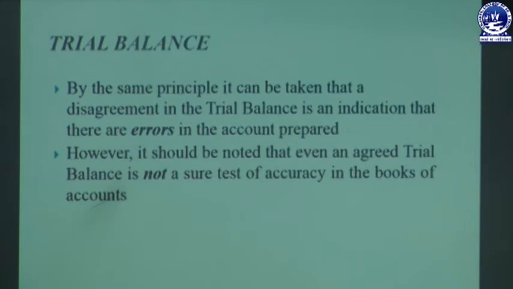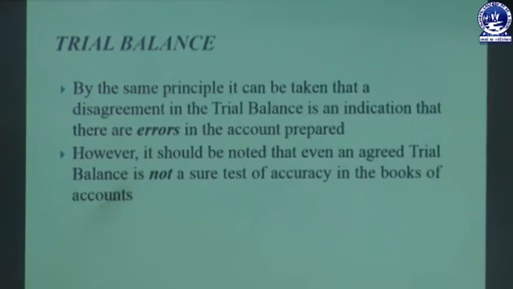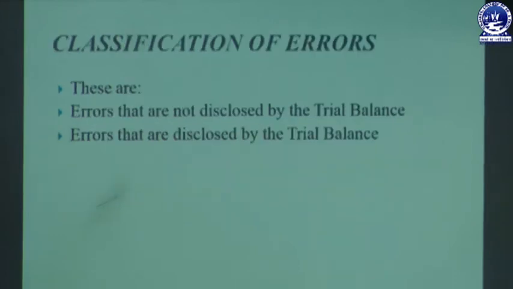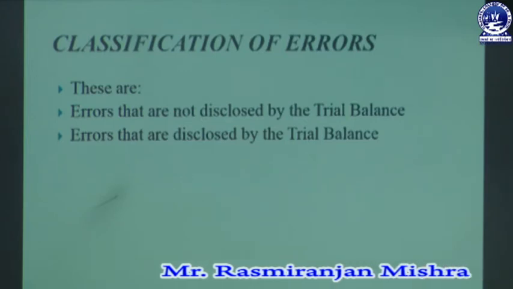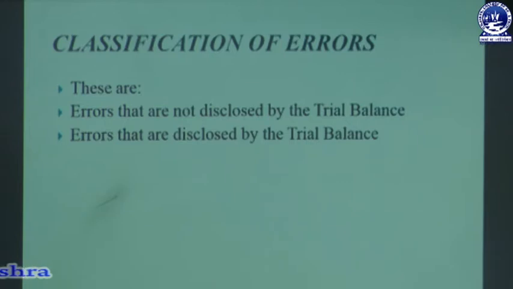However, it should be noted that even an agreed trial balance is not a sure test of accuracy in the books of accounts. In certain cases, when the total of debit balances is not equal to the total of credit balances, it is an indication that there are some errors at the time of preparation of accounts. What are the types of errors that show up at the time of preparation of accounts for which the trial balance does not agree? These are known as errors in trial balance.